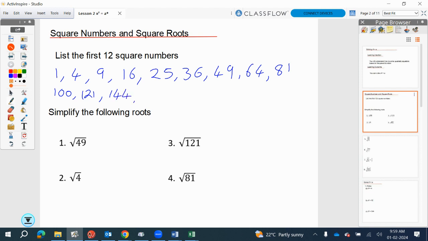What's 13 squared? 156. May? 169. What about 14 squared? 196.